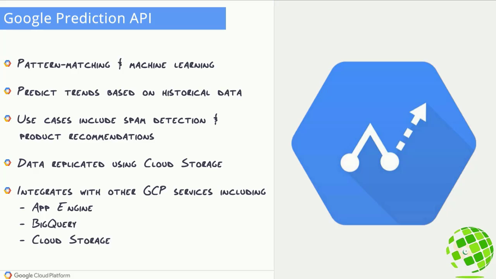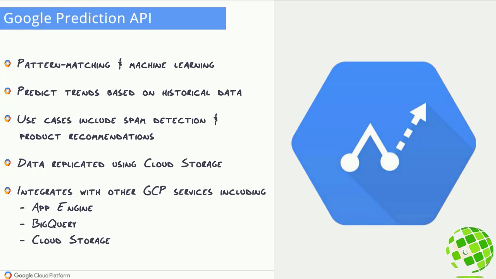Another really neat API is the Prediction API. This is where we can predict trends based on historical data. And the popular use cases are usually spam detection and product recommendations, but there's other ones like customer sentiment analysis. Say we've got a bunch of products on a page where people leave comments. We can scan all those comments to see what their tone is, negative or positive.